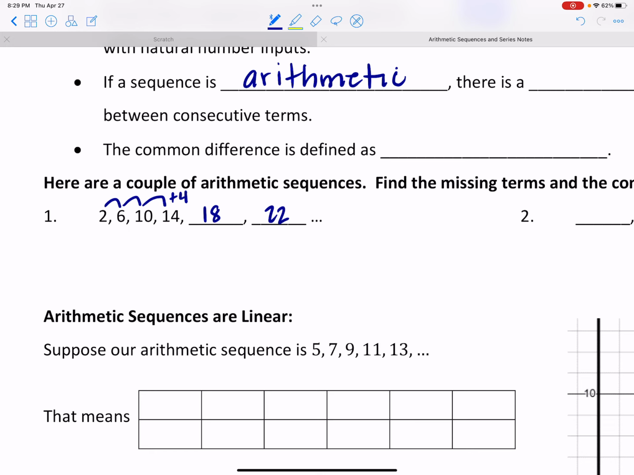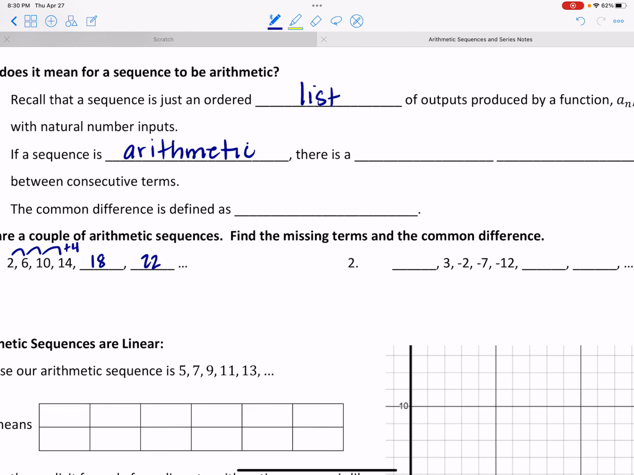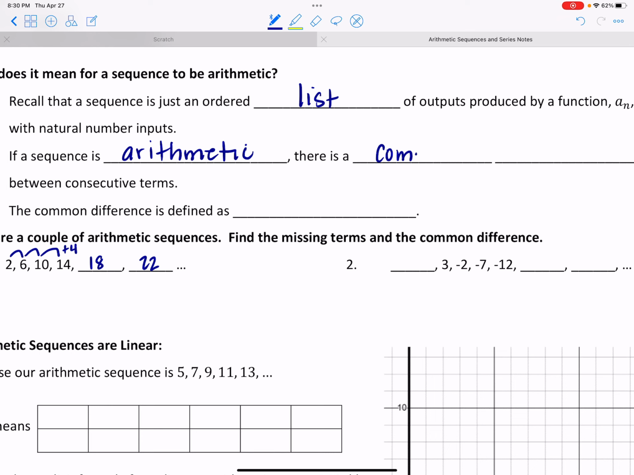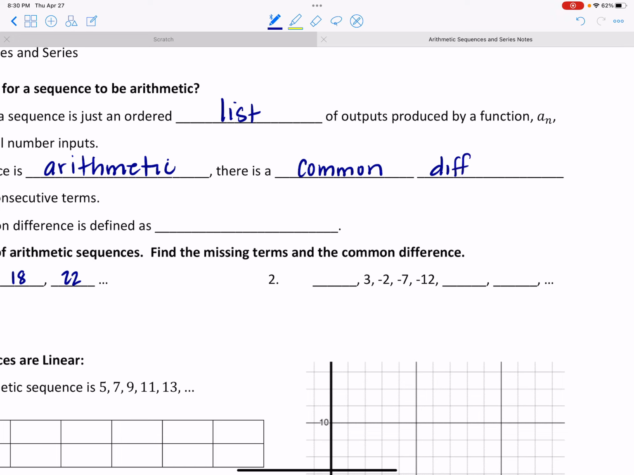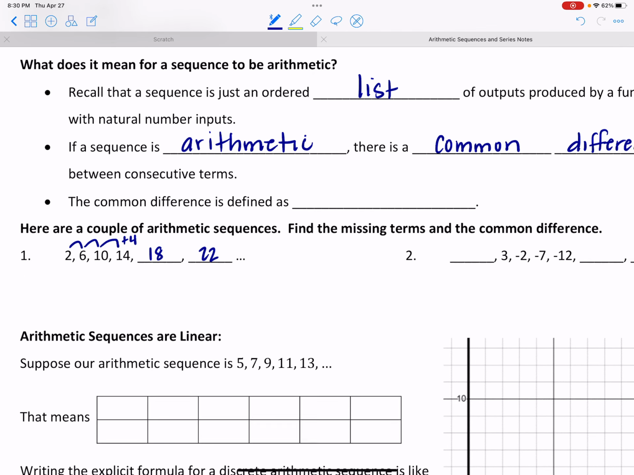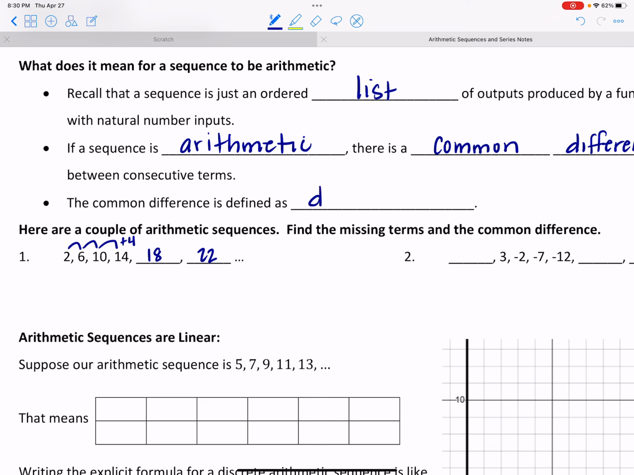So when a sequence has that type of pattern, when I say that type, I mean there is a common difference between each of the terms. So you're either adding some fixed amount or you are subtracting some fixed amount to get a common difference. We have an arithmetic sequence. So if it's arithmetic, again, there is a common difference between consecutive terms, which means you can either add the same number to get from one term to the next, or you can subtract the same number to get from one number to the next. Now we define that common difference using the letter D. In this case, we would say that the common difference is 4.